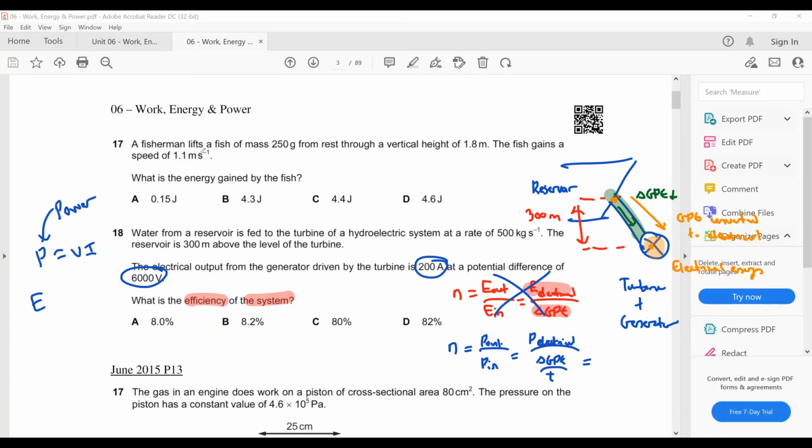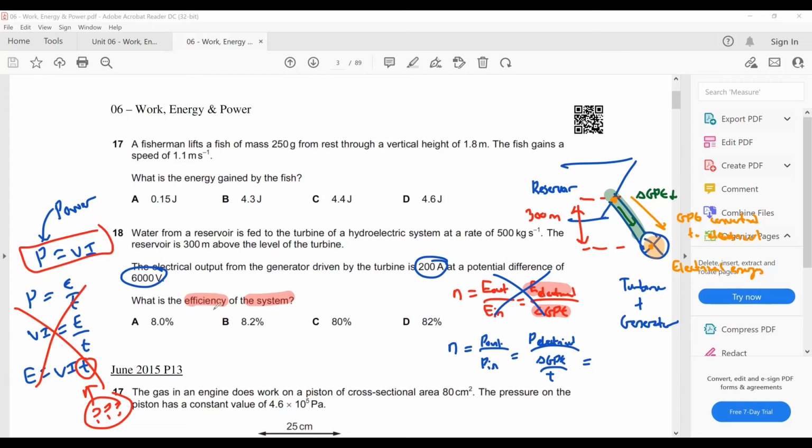You see, power is also E divided by T. VI equals E divided by T. So E, sorry, E is VIT. So your main problem here is you don't know what the time is. So therefore, I don't use this. I straight away use power instead. I don't need to consider the time because I just don't know the time. That's why I don't use this one. I use this method instead.